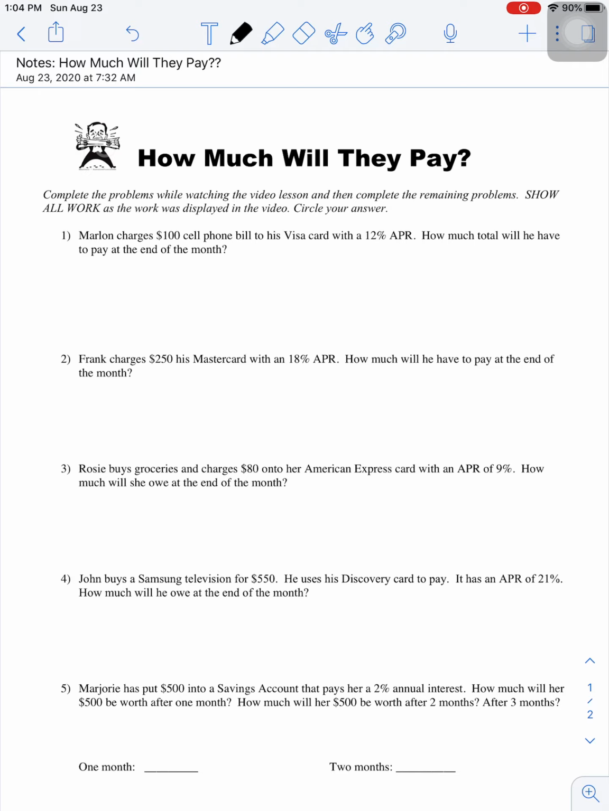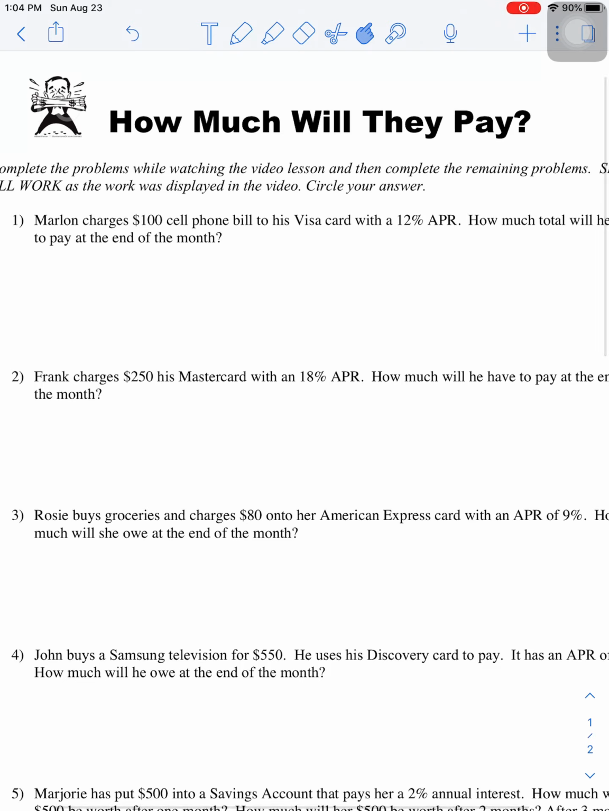We're going to look at a couple of examples here. It's pretty much straightforward after I do a couple of examples. And then you'll end up finishing off the rest of the sheet after you watch the video or listen to it with me during Zoom. So here we go. I'm going to make this a little bit bigger because I'm not the best writer with the stylus yet. Marlon charges a $100 cell phone bill to his Visa card with a 12% APR.